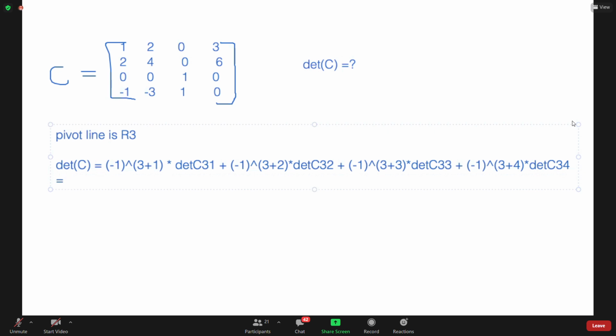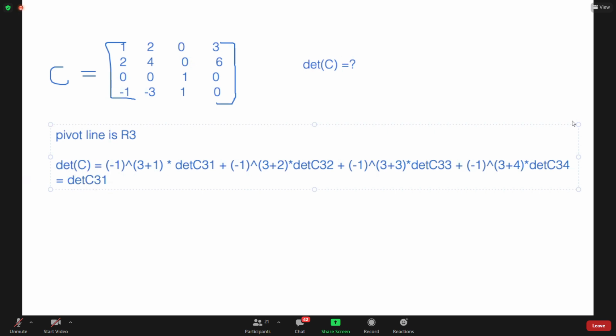We will now take care of the -1s because we have to see which one of the numbers are negative, which one of them are positive. So let's go ahead and take a look. -1 to the power of 4 will become a 1, which is a positive. It means that our determinant of C31 will be positive. So I have determinant of C31.